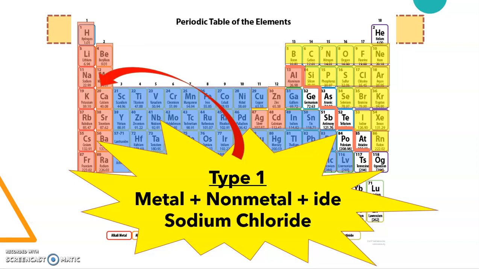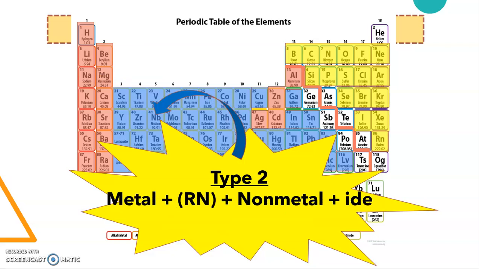If the first element comes from this blue region on the periodic table, then you name the metal first, include the Roman numeral for its charge, name the non-metal, and add the IDE ending. A good example, again, would be like copper 2 chloride.